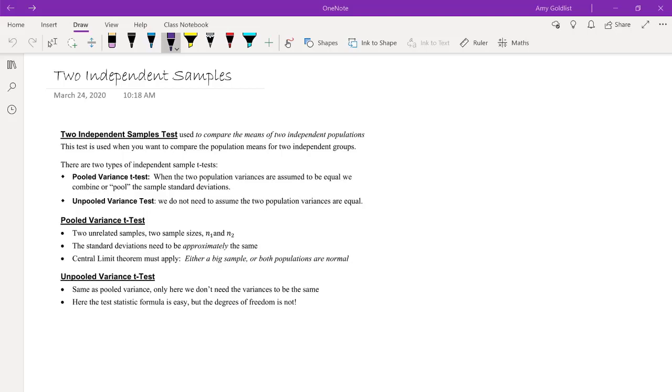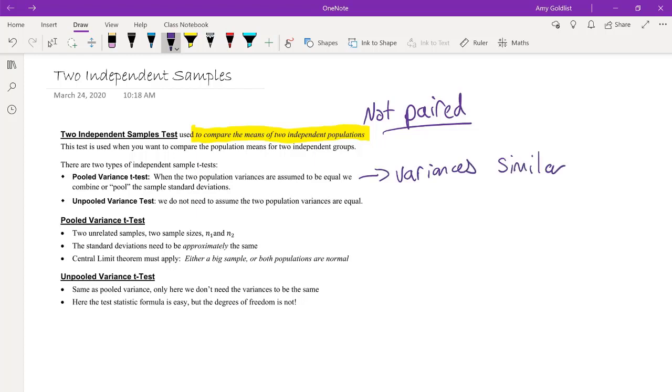Hi, this is Amy, and today I'm going to talk about two independent sample tests. This time, we're going to compare the means of two independent populations, so it is not paired in any way. Each sample is independent. There are two types of these tests: pooled variances, when the variances are approximately the same, and the unpooled variance test, when they are very different. If they're approximately the same, that is good enough.